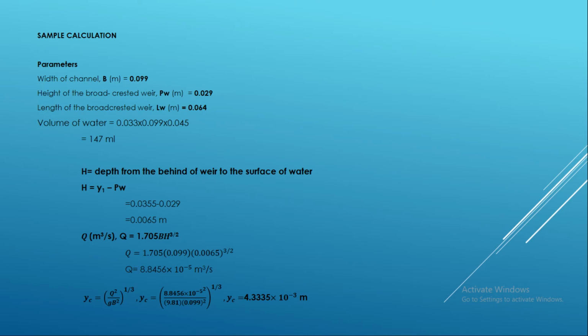For the calculation, we need to use all the parameters that we have measured. Firstly, we need to find the H, which is the depth from behind the weir to the surface of water, by subtracting the height of the broad-crested weir from the upstream depth. Next, we need to substitute the H and the width of the channel into the discharge formula that we have derived just now, which is equal to 1.705 BH to the power of 3 over 2. Lastly, we need to substitute the discharge and the width of the channel into the critical depth formula.